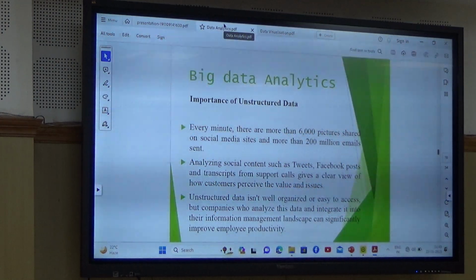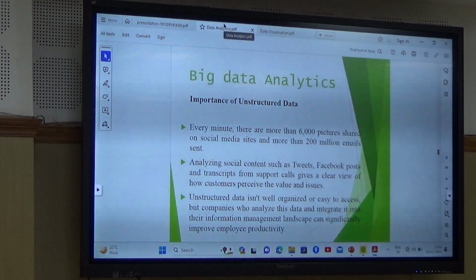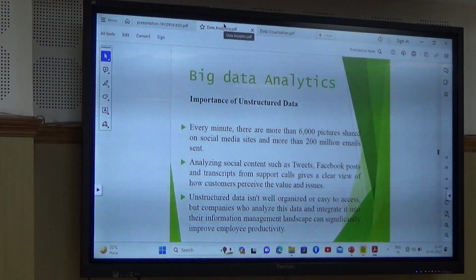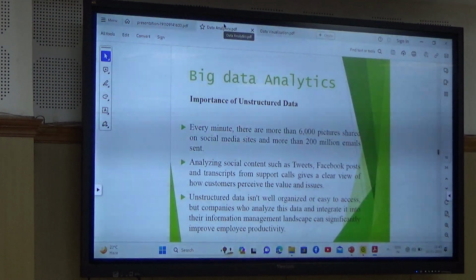Like I started my story earlier, we were only using 1.44 MB, and now even a 1 TB hard disk is small. Every minute, more than 6,000 pictures are shared on social media sites and 200 million emails are sent. So the question is, when that much data is in circulation, how are you going to analyze the content? From here you can have some data analytics.